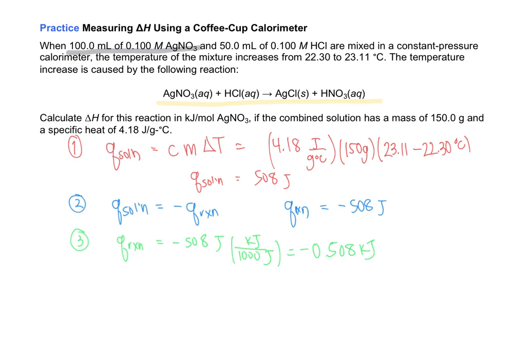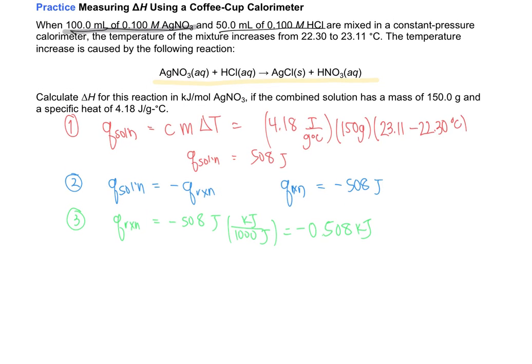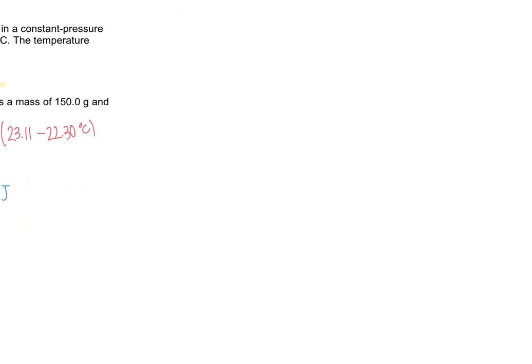So as a review topic, we're mixing 100 milliliters of silver nitrate and 50 milliliters of HCl. So even though we have more volume of silver nitrate, we need to figure out when the reaction actually stops. Because if I have extra silver nitrate that didn't get used up, it's not going to be part of the reaction. So what we need to do is figure out the limiting reactant. So I'm going to go over to the side here to do that.